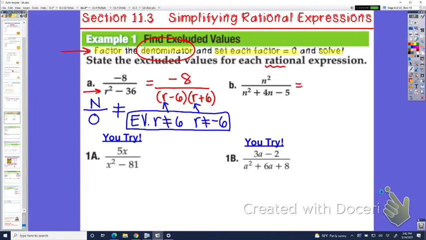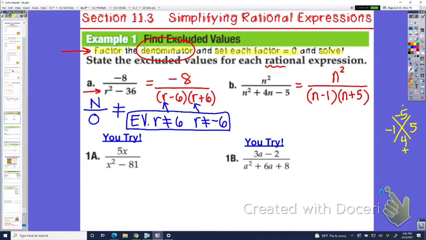1B, we're going to factor the denominator, so n squared stays up top. Now we have a trinomial at the bottom. If you need to go off to the side and make an x, we want numbers that multiply to a negative 5 that add up to a 4. So factors of c that add to b. We just finished that again. Those two numbers would be a 1 and a 5, and the negative needs to go with the 1 to add to a 4. So this is going to be n minus 1 and n plus 5.